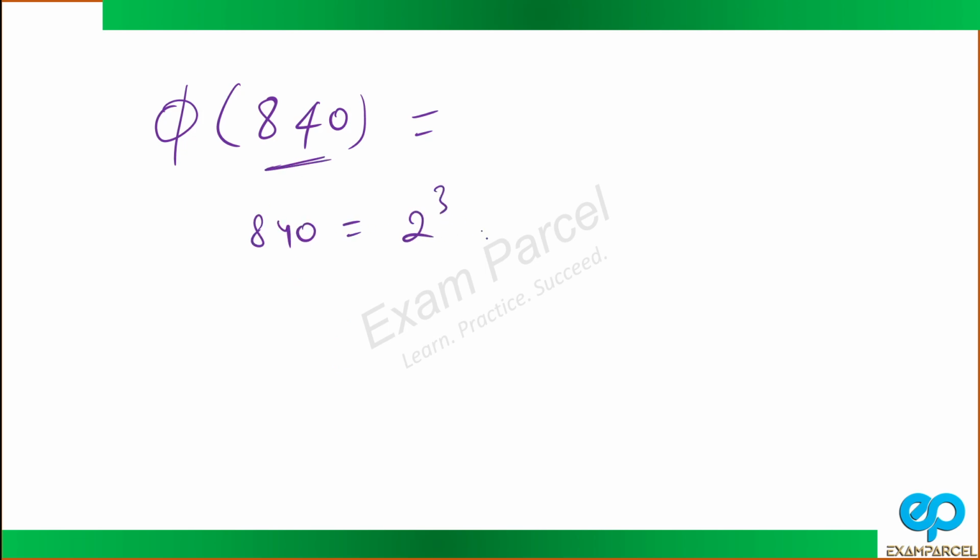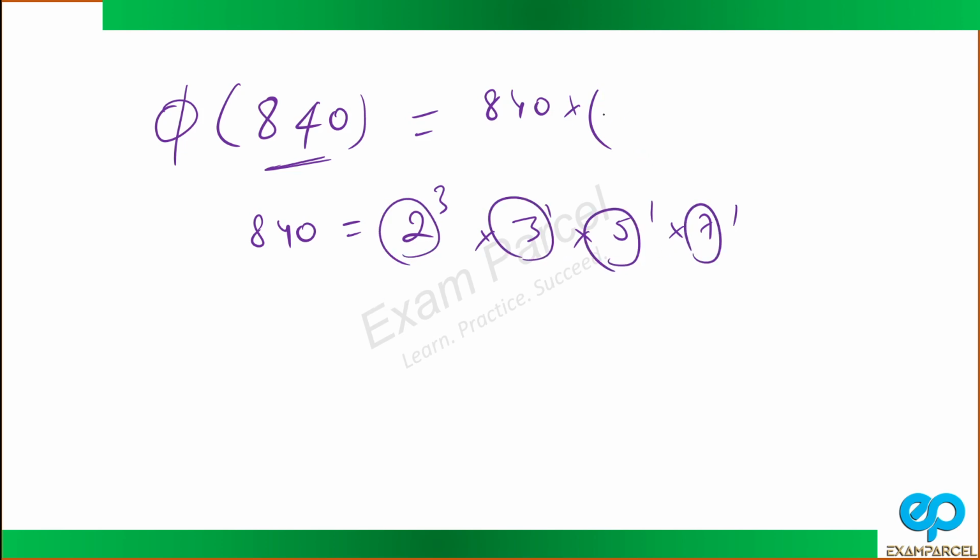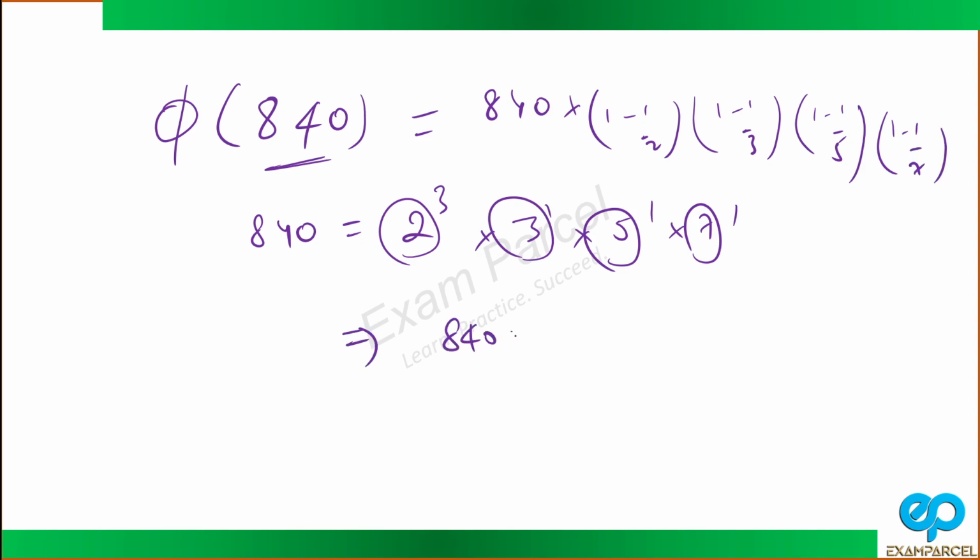So this will be 2 raised to power 3, and I think if you divide this by 8, you will get 105, right? And that would be 3 into 5 into 7. Now same way you want the phi of 840, so you will take the number and you will consider all these primes, right? So 1 minus 1 by 2, 1 minus 1 by 3, 1 minus 1 by 5, 1 minus 1 by 7. So from here we will get 840 into half into 2 by 3 into 4 by 5 into 6 by 7.